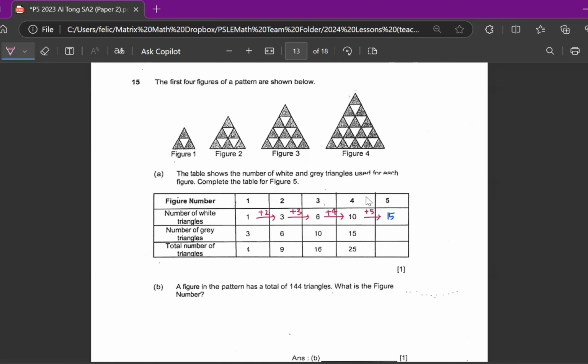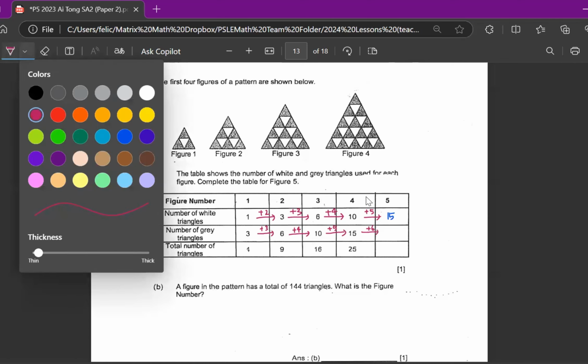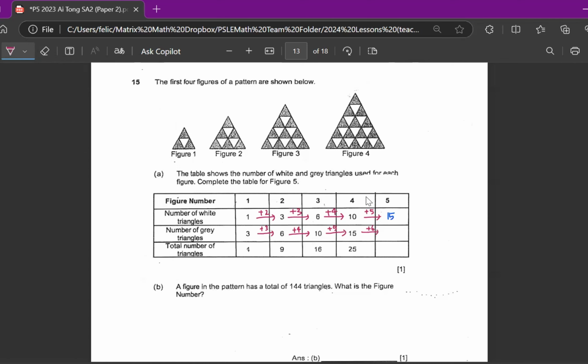The pattern for the gray triangles is pretty similar. 3 to 6 is a +3. 6 to 10 is a +4. 10 to 15 is a +5. Hence, this one will be a +6. So 15 plus 6 is 21.